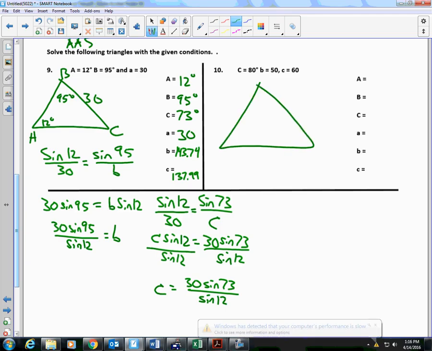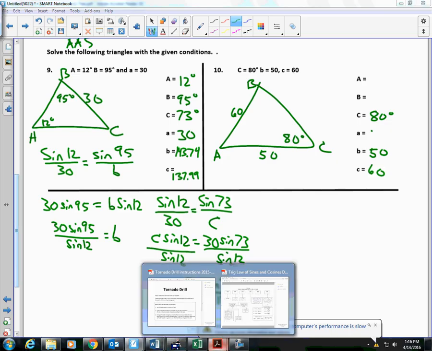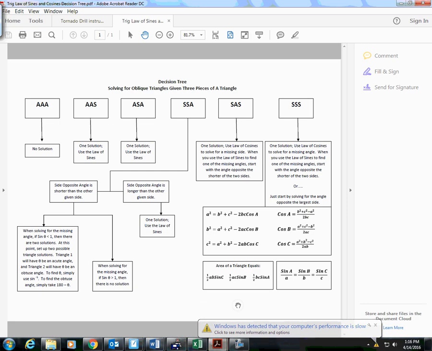All right, let's do this one. Make my triangle ABC. I think a lot of you can do the one on the left-hand side, but can you do the one on the right-hand side? A little bit more difficult. C is 80 degrees. B is 50. C is 60. Tell me, which of the six is this? Is it side angle side or is it side side angle?